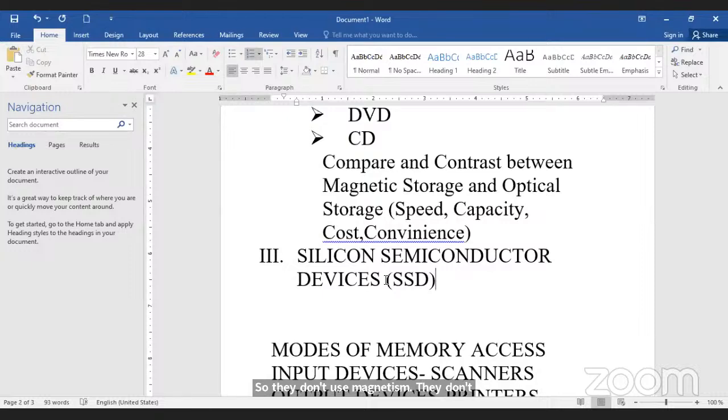They don't use magnetism, they don't use optical storage. Rather, they use what's called registers. Remember we mentioned registers? These are silicon semiconductor devices. Examples include, can you mention an example of silicon semiconductor devices that you have come across?